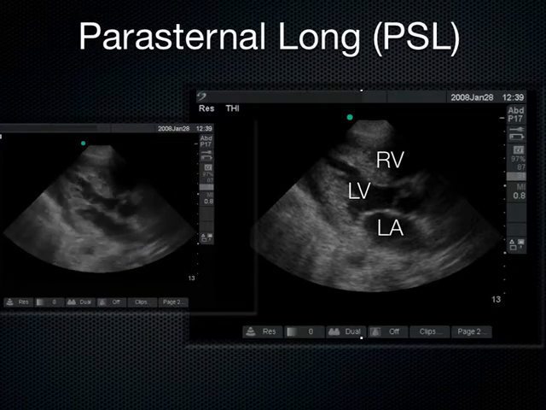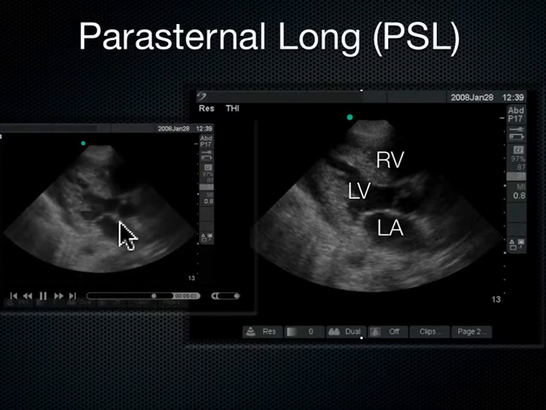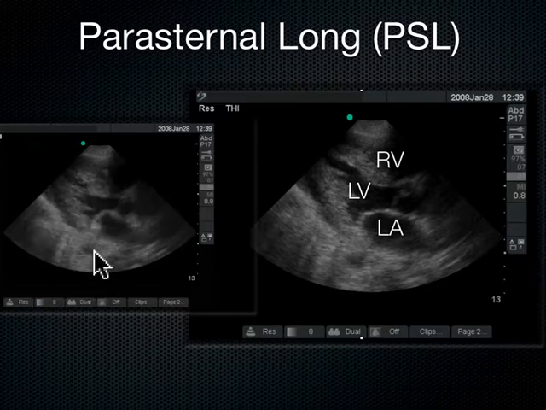We can see there the left atrium, the left ventricle. The blood is basically starting from here, going into that left ventricle, then being pumped out the aortic outflow tract, with the right ventricle here seen at the top of the screen. It's a three-chambered view of the heart, and once in a while you can make out the descending aorta seen down here posteriorly.